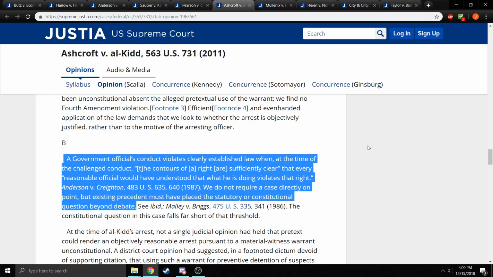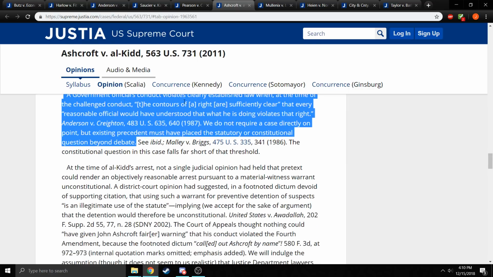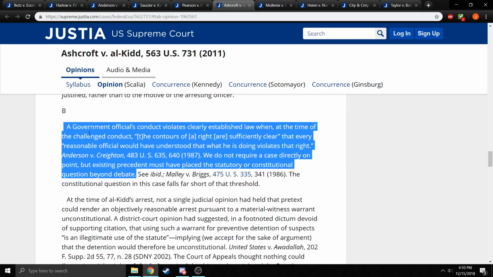And in this particular case, Al Kidd was a material witness, or Ashcroft thought that Al Kidd would be a material witness in the 9/11 attack, and Ashcroft had a material witness warrant issued. They arrested Al Kidd. They released him on bond, but ultimately, at the end of the day, they never used him in any trial. So he sued, and that's why we now have Ashcroft v. Al Kidd. But the interesting thing is that it changes some things.